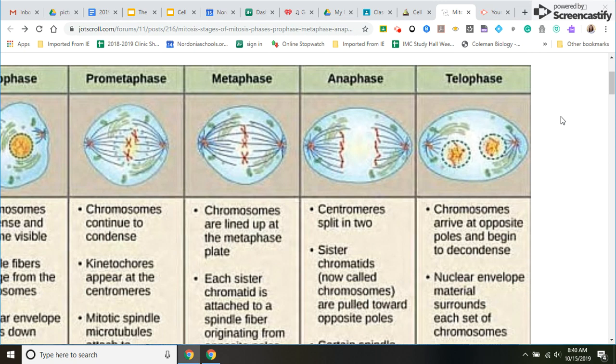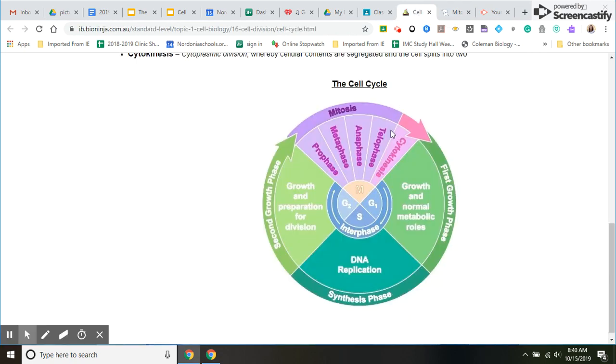And then the very last part of the M phase is telophase. So during telophase, a new nucleus is going to form around each set of chromosomes. So we're going to end up with two nuclei, but they're still sharing their cytoplasm and organelles. So that's going to get us through the mitosis phase.